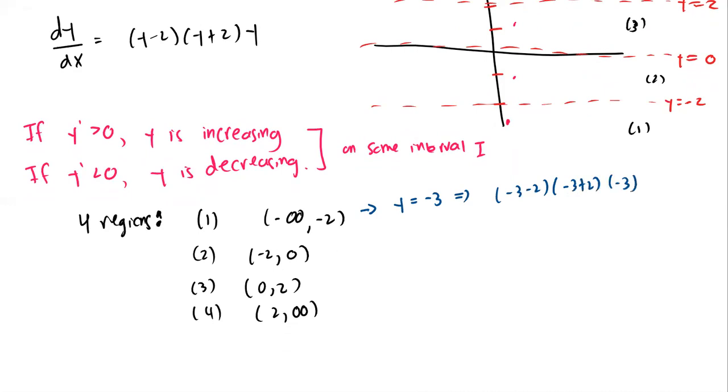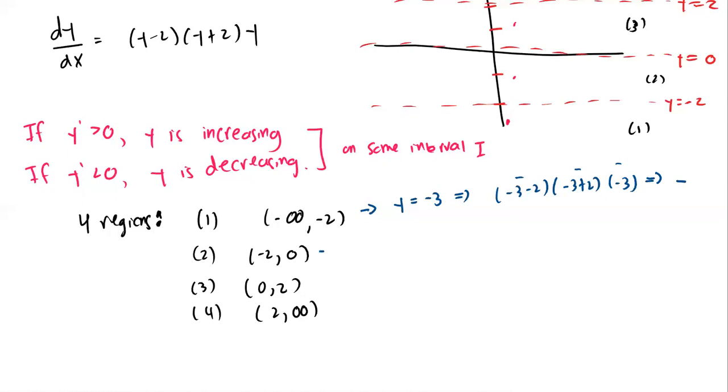Again, let me say that it doesn't matter what this value is. All that matters is whether it's positive or negative. So a shortcut you can do is, okay, negative 3 minus 2, that's negative. Negative 3 plus 2, that's still negative. Negative 3 is negative, right? So we have negative times negative is positive times negative is negative. That means that our derivative is negative on this interval, on the interval negative infinity to negative 2.